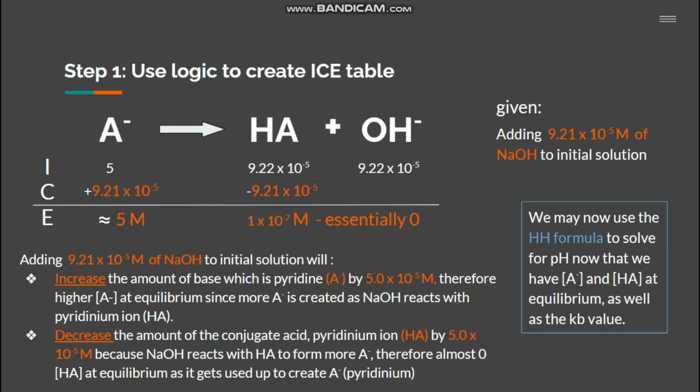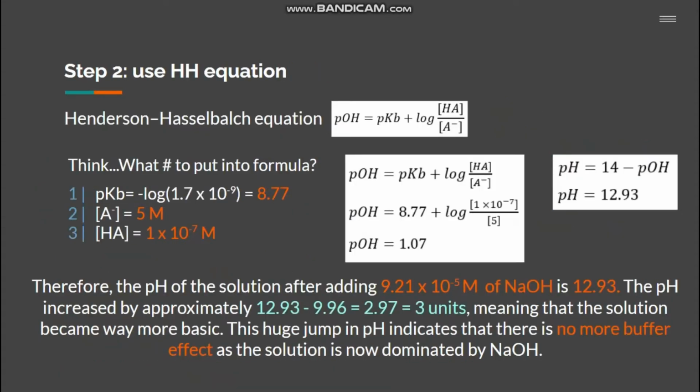We may now sub in our values into the HH equation. Our pKb remains the same as before as it's a constant value, only the A and HA values are different. After doing our calculations, we can get the final pH of 12.93 for 9.21 times 10 to the power of negative 5 moles of NaOH. As you can see, our prediction was correct, as the pH increased by a total of almost 3 units, indicating that there is no more buffer effect in play. Hence, the solution is now dominated by NaOH.